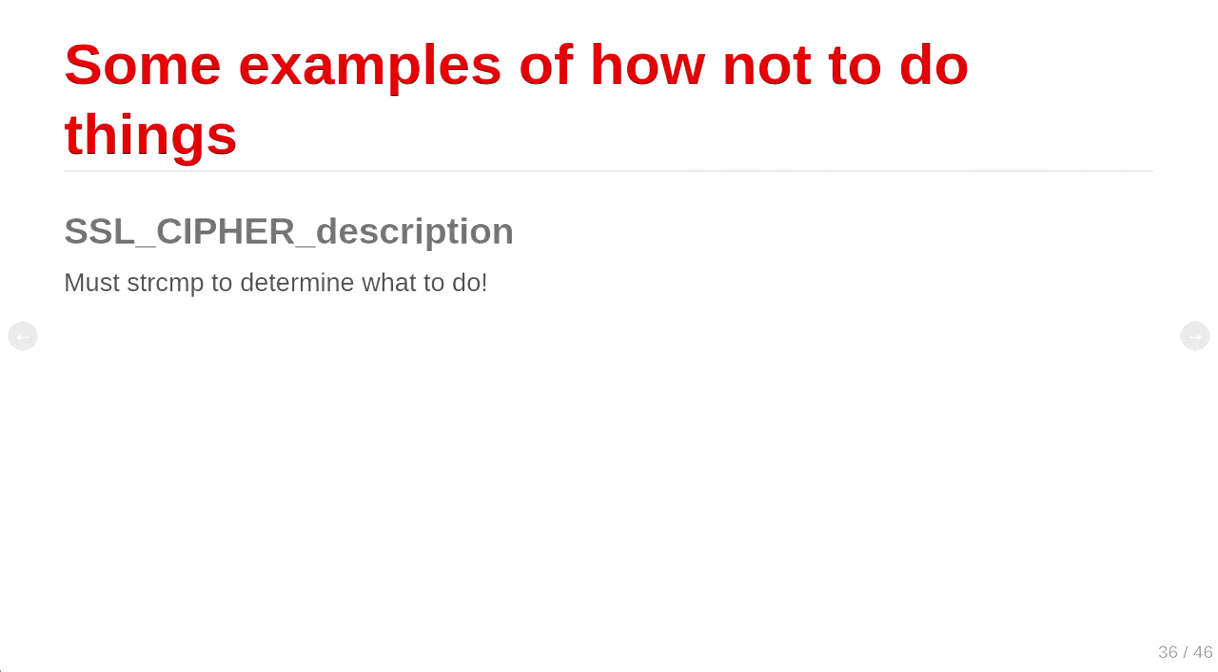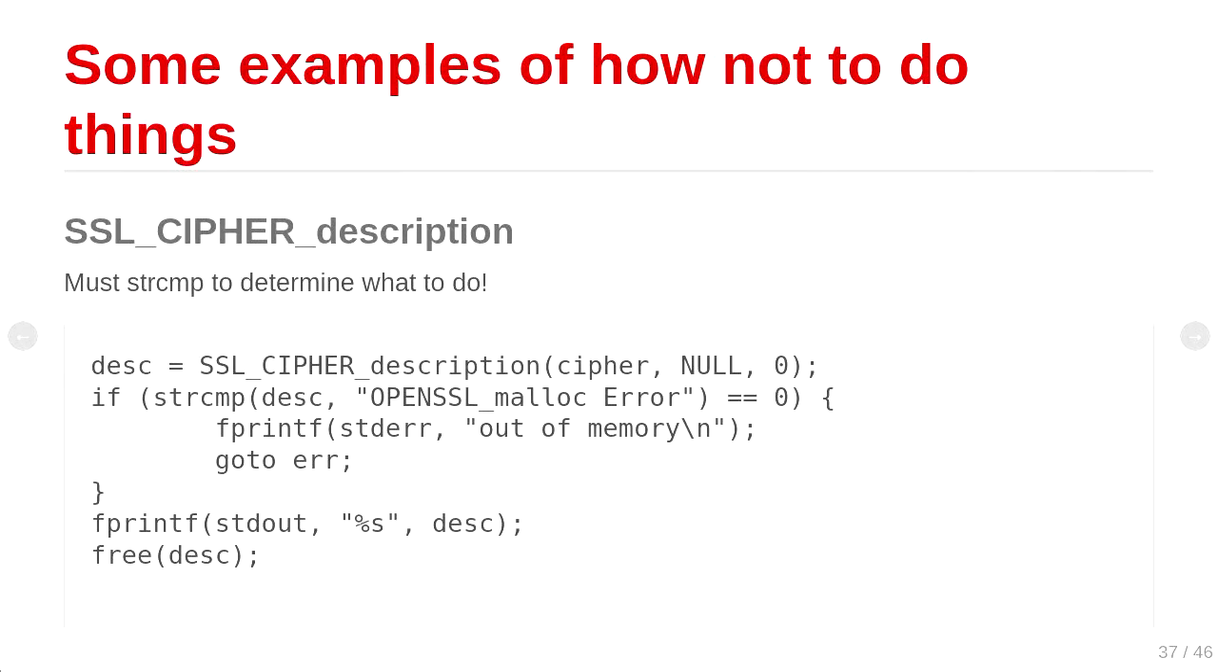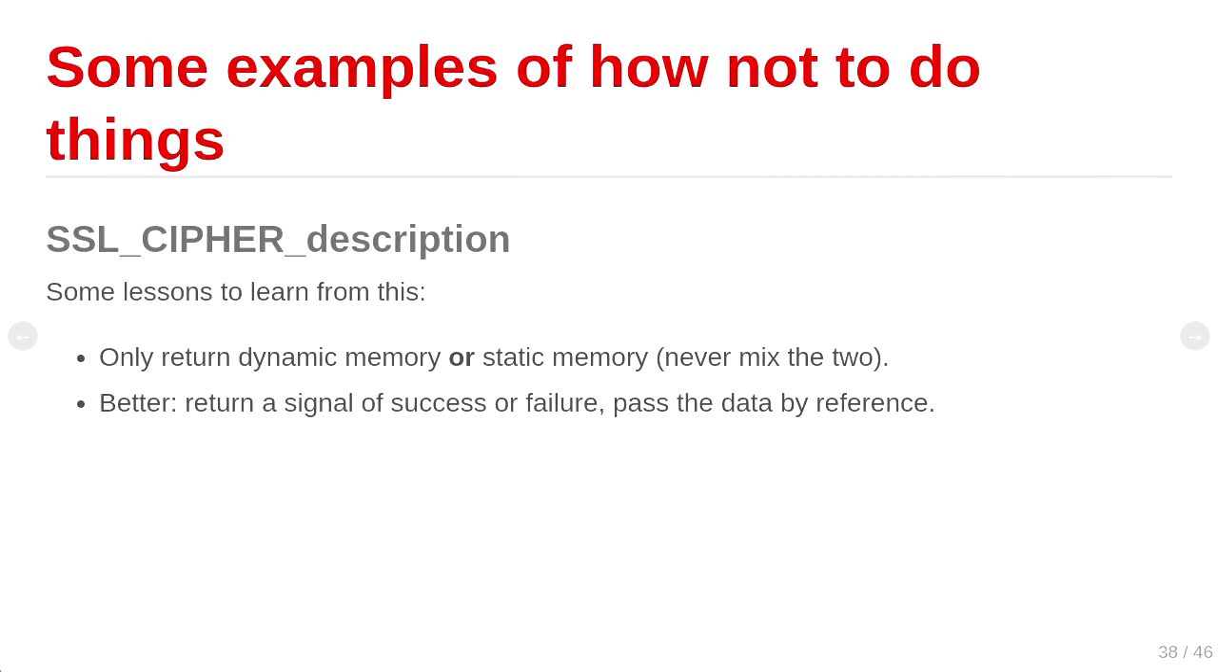We have to use strcmp. So you write code which looks like the following. Did we get back a description of OPENSSL_malloc error, in which case we can't free this thing, or otherwise it was okay, it worked, we can go for it. Some lessons to learn from this one. Only return dynamic memory or static memory. Don't mix the two. If you're going to write something which says you as the caller are responsible to free this, don't return stuff which I can't free. Or better yet, return a signal of success or failure and then pass the data back by reference. And again, please make that one type.